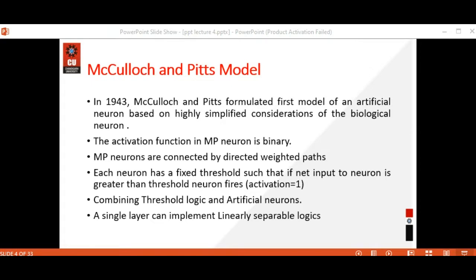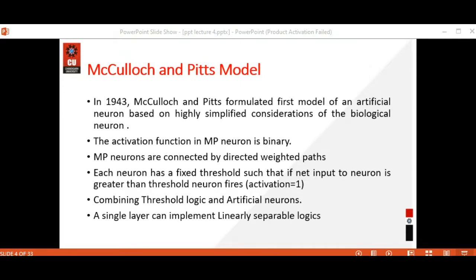The inputs to this MP neuron are binary. Fine. This is the most important point to be noted about this MP model. The inputs and outputs of this model are binary. It will work upon binary inputs and present us with binary outputs. Fine. So MP neurons are connected by directed weighted paths, as we have seen with the generic model also. All the inputs are connected with weighted paths, and the neuron to neuron connection is through weighted paths. Each neuron has a fixed threshold.